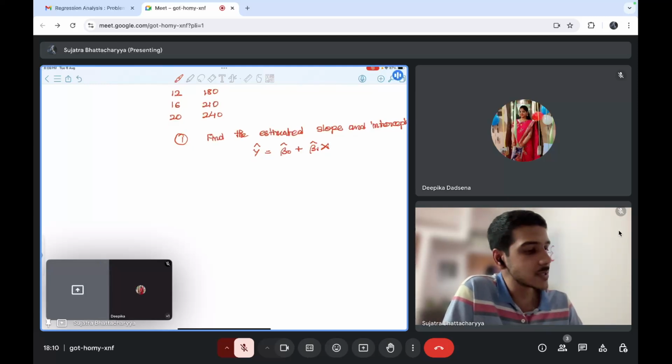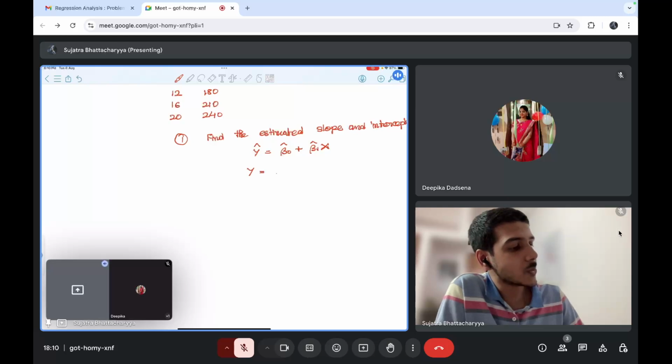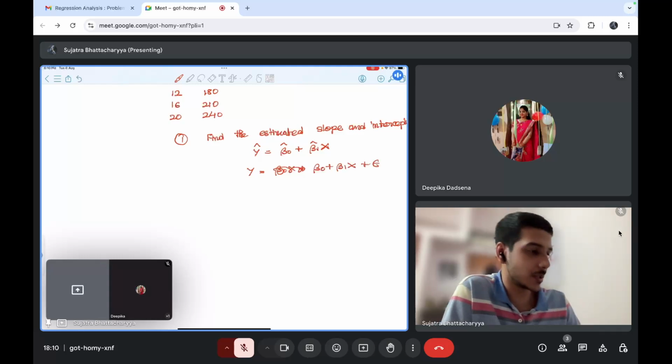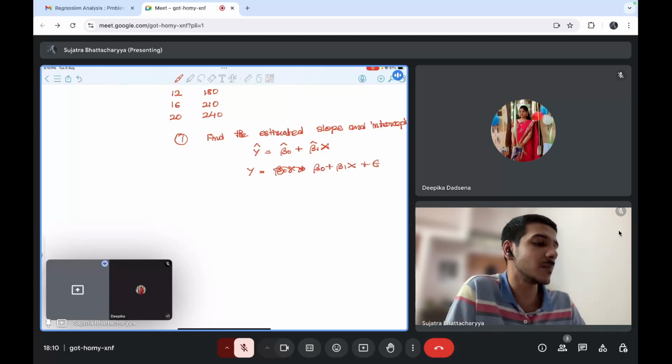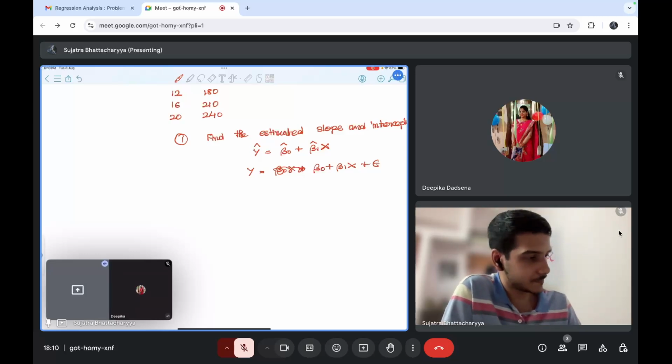Actual is y is equal to beta naught plus beta 1 x plus epsilon, some error term is there. But when you are estimating, it comes out something like this, where beta naught cap and beta 1 hat are the estimators of the slope and the intercept.